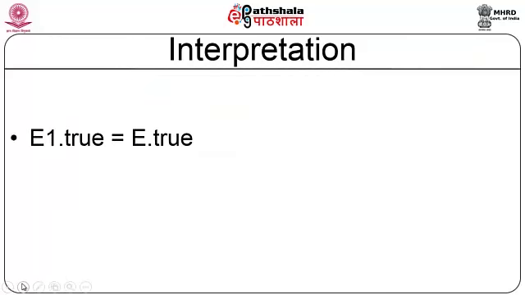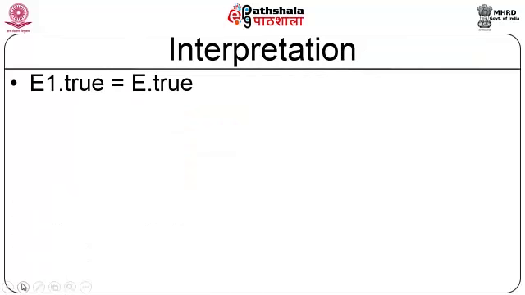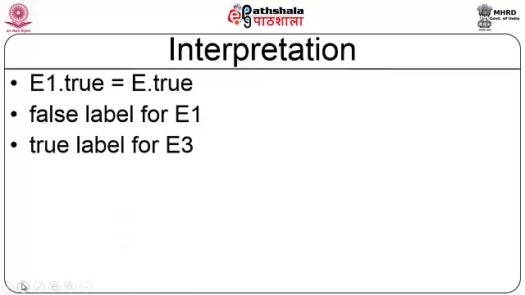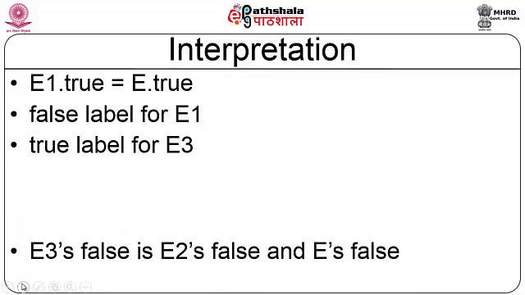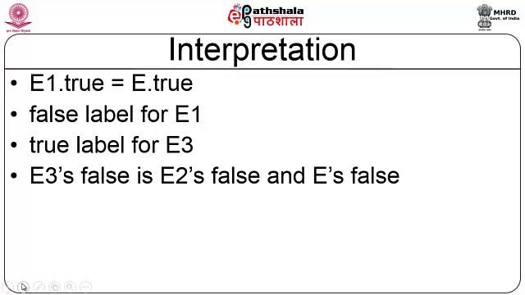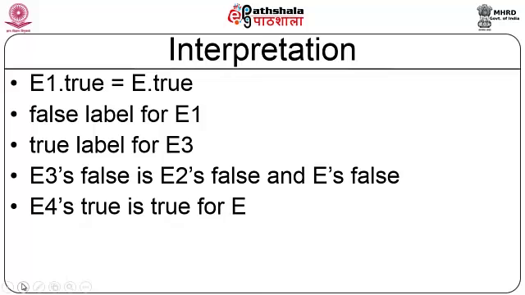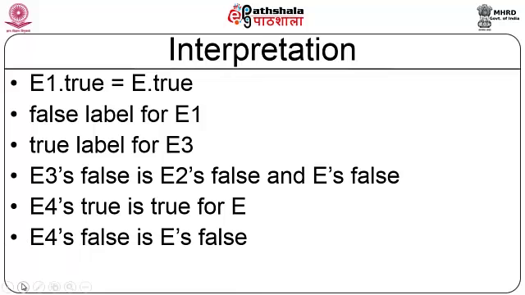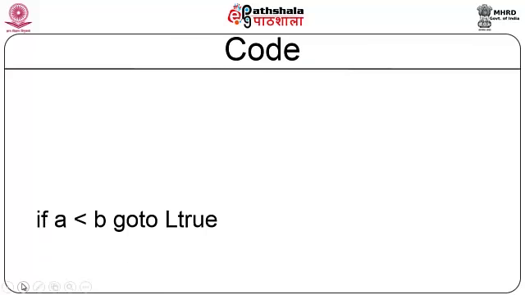So the interpretation is E1.true is E.true. So you have to generate a false label for E1, and you will have a true label for E3. E3 false is E2 false, and hence E is false, and E4 true is true for E, and E4 false means the entire expression is false. So this will be the corresponding code.